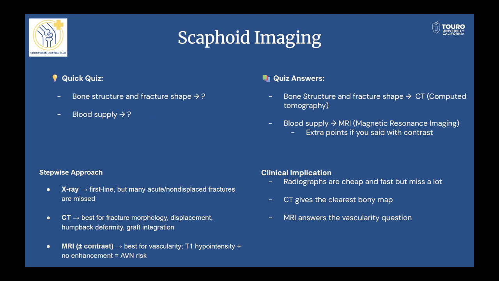And then the clinical implications, pretty straightforward. Radiographs are always first line for a reason. But if you see snuff box tenderness and you have a normal X-ray, you don't stop there. Then the CT can give you a better bony map of where the fracture is, if it's collapsed, things like that. And then the MRI lastly answers that vascular question, is that proximal pole alive? And that helps you determine what you're doing with the graft.